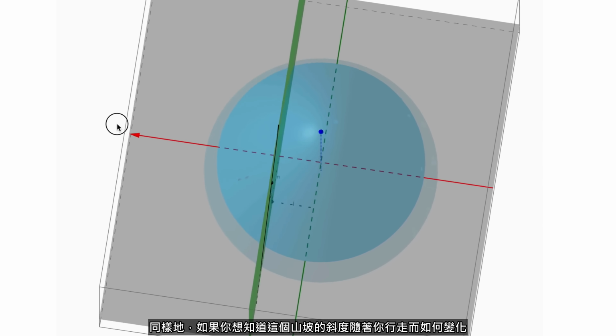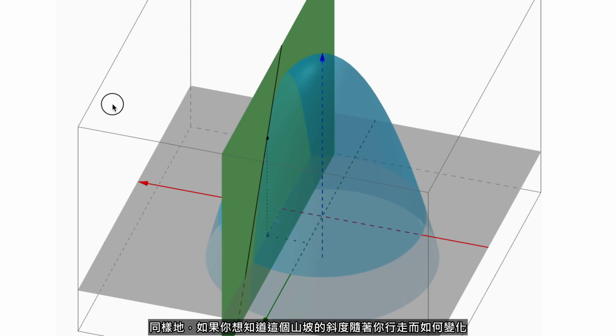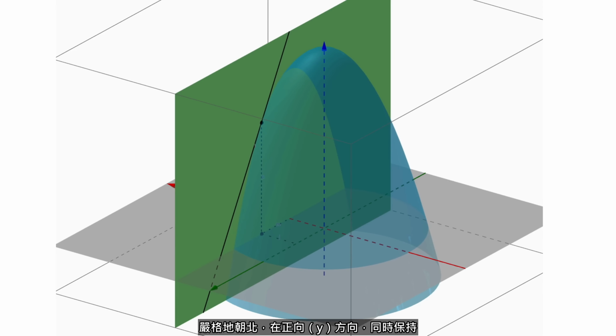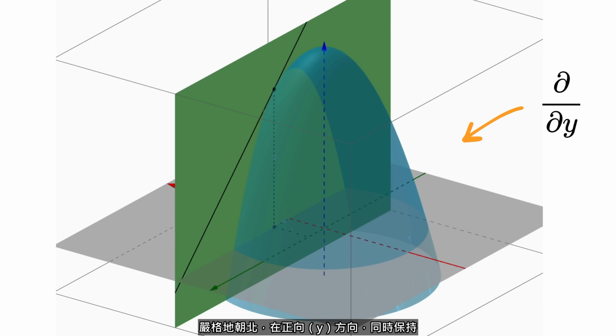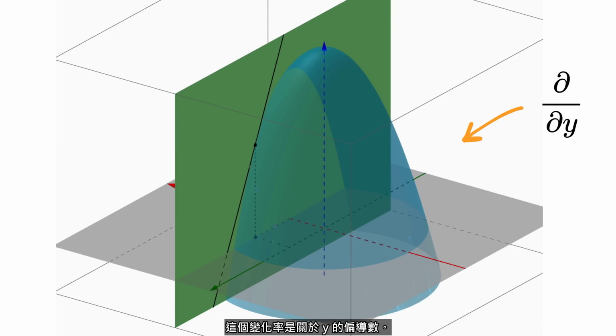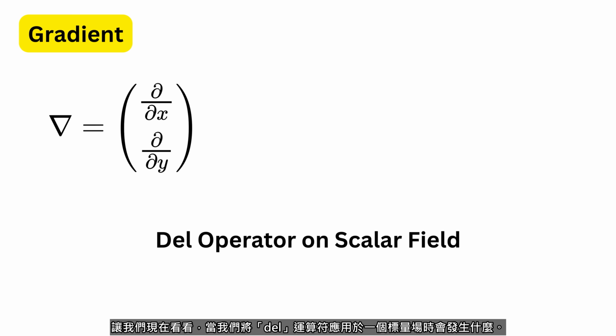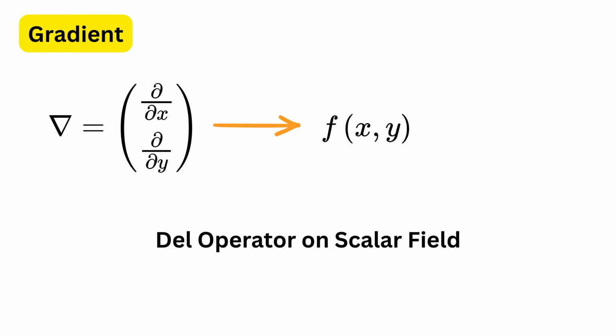Similarly, if you want to know how the slope of this hill changes as you walk strictly to the north, in the positive y direction, while keeping your x position perfectly constant, that rate of change is the partial derivative with respect to y. Let us now see what happens when we apply the del operator to a scalar field.